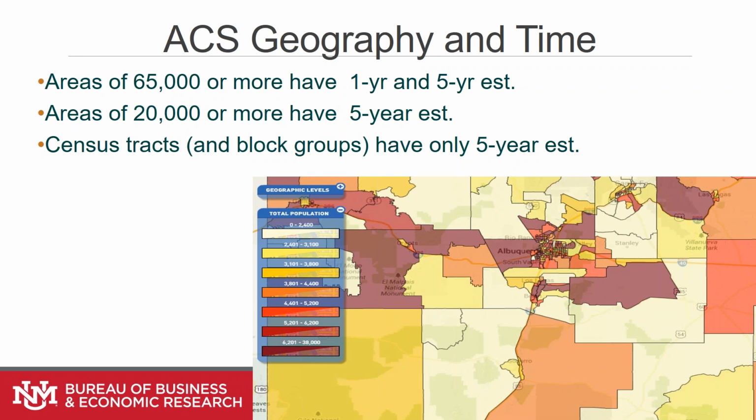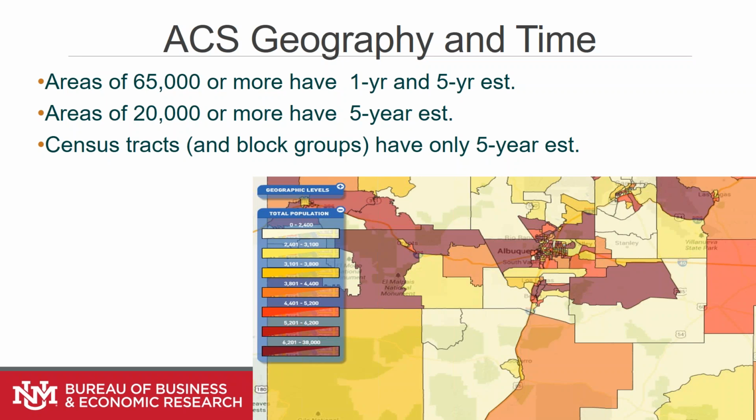When you look at areas of, say, 20,000 or more, you only have 5-year estimates. In fact, when you step below populations of 65,000, you only have 5-year estimates. 5-year estimates go down to census tract level and block groups, but not down to blocks. So the only time you can look at block population levels will be decennial census. Anything larger than that, you'll have to look at the 5-year estimates.